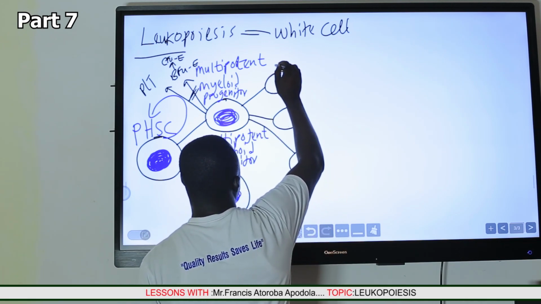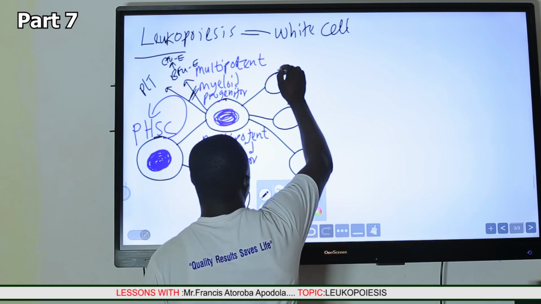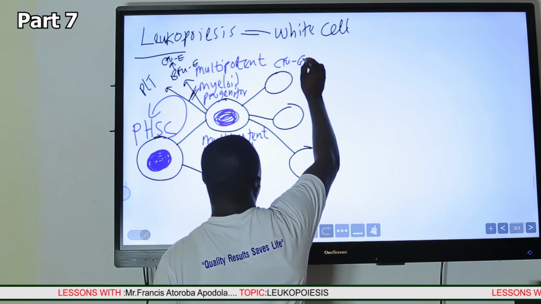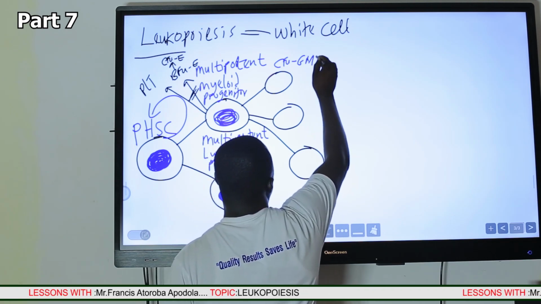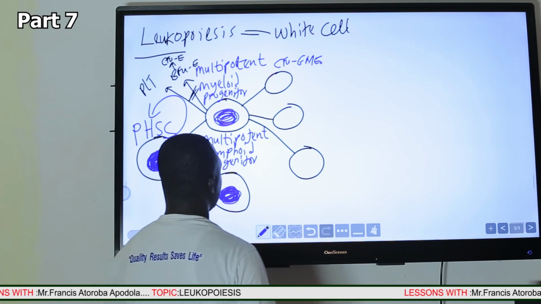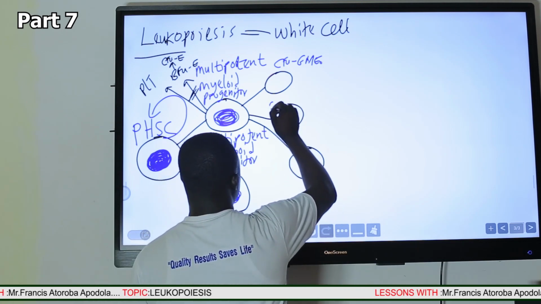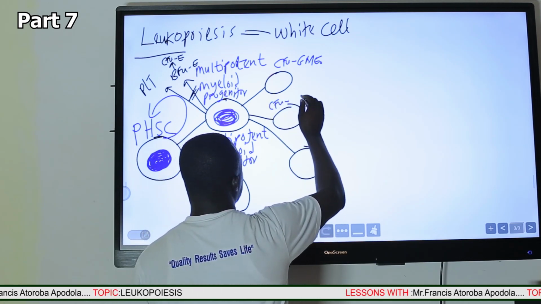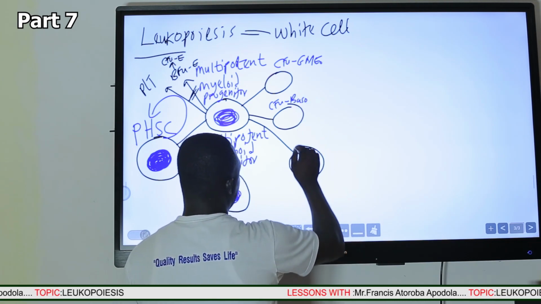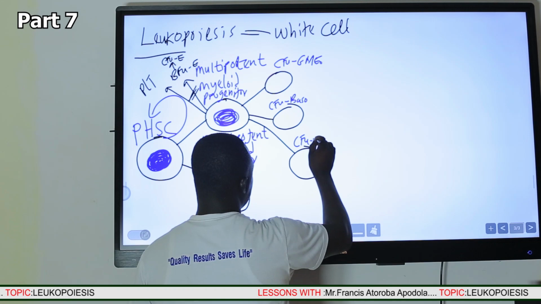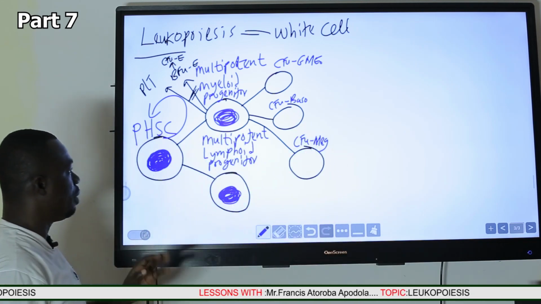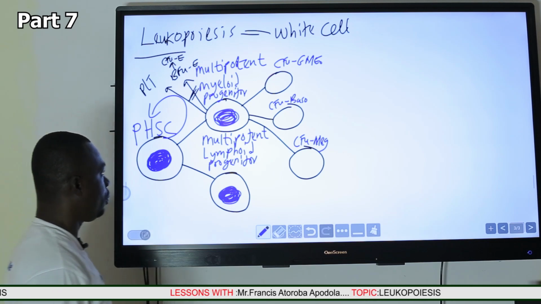This is the colony-forming unit granulocyte, monocyte, eosinophil. And this is the colony-forming unit basophil. And this becomes my colony-forming unit megakaryocyte. So I have the colony-forming unit megakaryocyte.